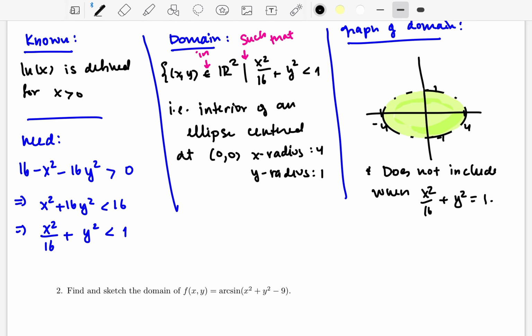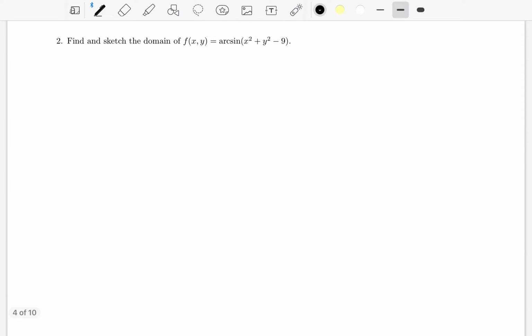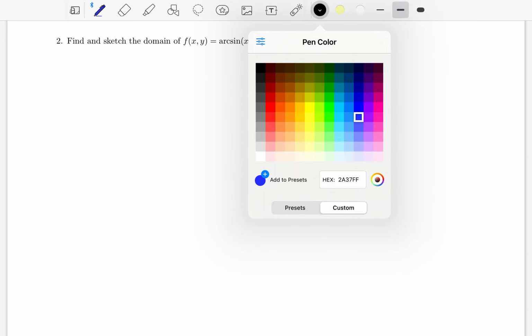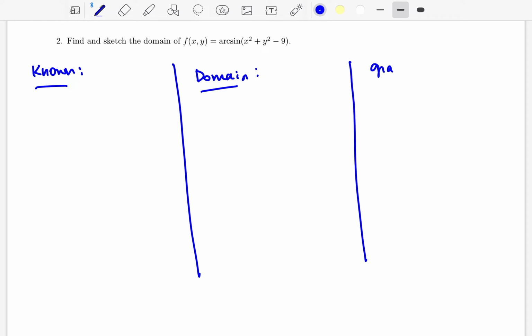Perfect. Okay, let's do another example. Find and sketch the domain of the function arcsine of x squared plus y squared minus 9, okay? And I'm going to do the same thing. I'm going to split this into three: what we know from previous knowledge, then the actual algebraic domain, and then the graph, okay?